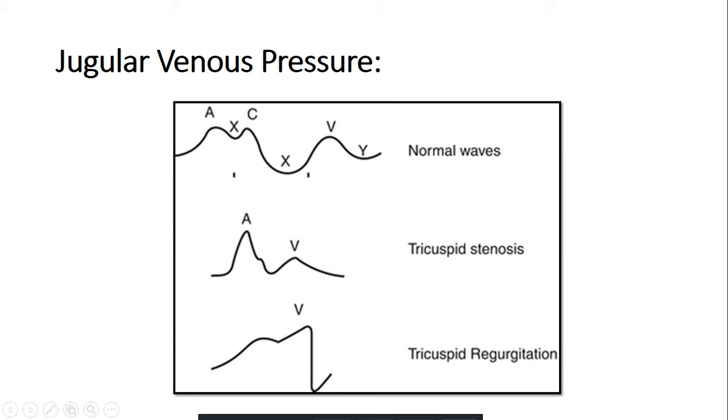But actually, if you are a good observer, you may notice that the V wave should be less than usual. But the focus here is the big A wave. Okay. In tricuspid regurgitation, the V wave is much bigger. Okay.